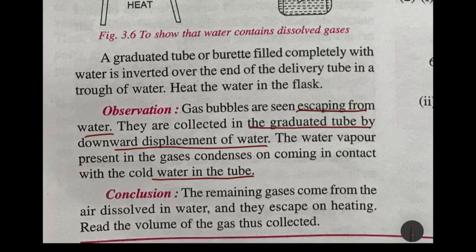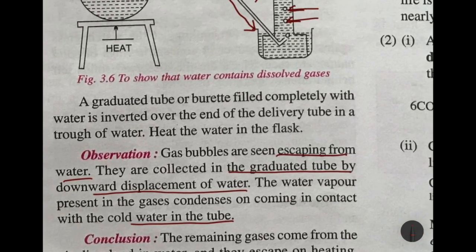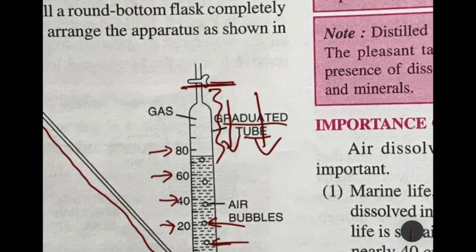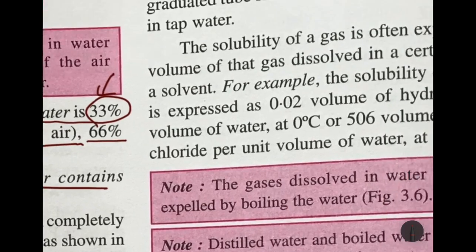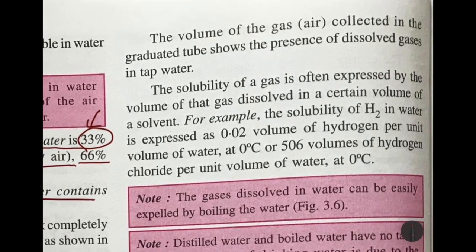So we will read the volume of the gas thus collected. So in this case, total, if it was 100, how much gas has collected? 20. Okay, so the volume of the gas or air collected in the graduated tube shows that dissolved gases are present in tap water.